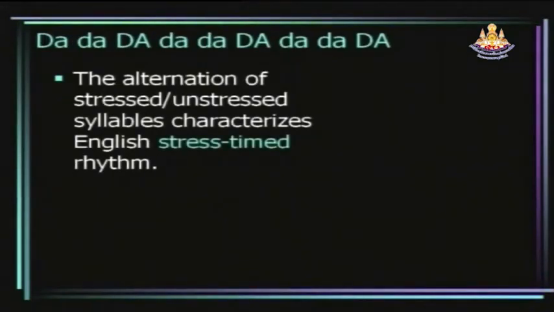One of the characteristics of English rhythm, now we're going to talk a little bit about rhythm, right, is this alternation of stress, unstress, stress, unstress. And this is very characteristic of English rhythm. So we have a pattern that sounds kind of like da-da-da, da-da-da, da-da-da.